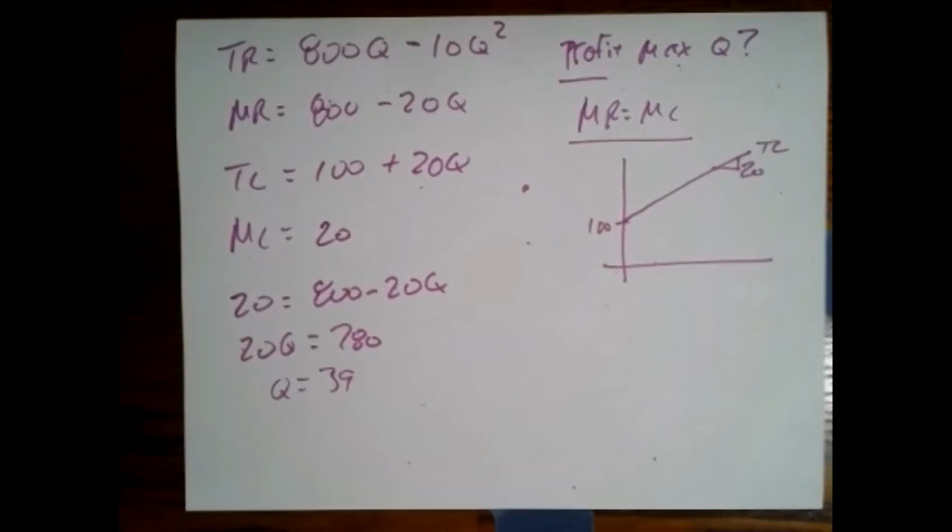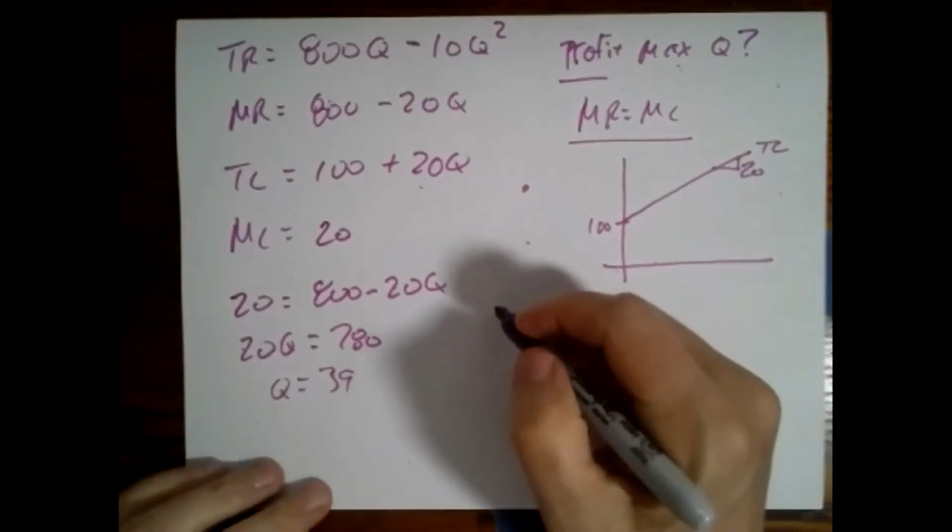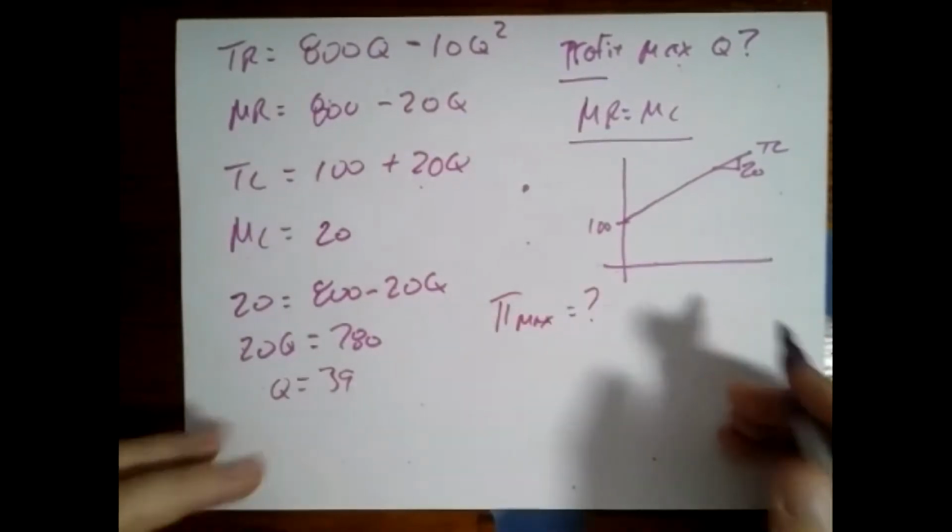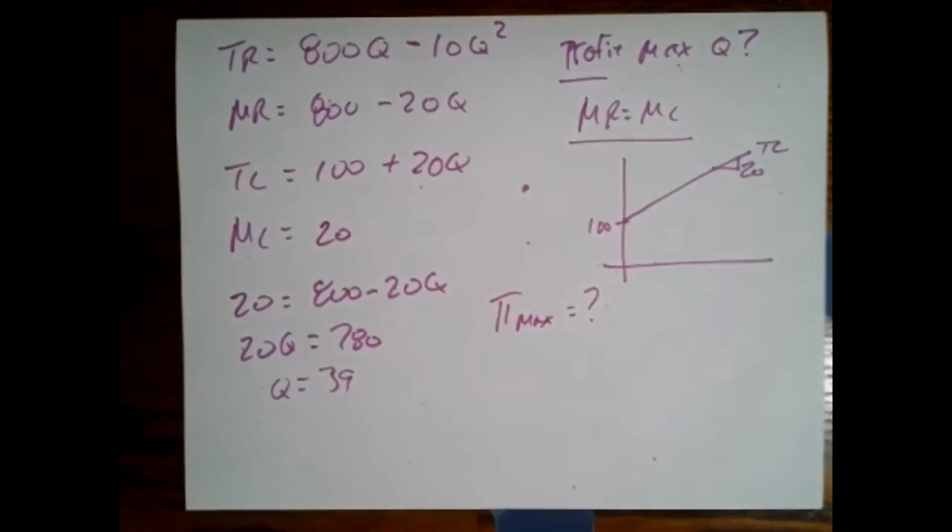Okay, so now we have Q is equal to 39. So what is the maximum profit? Go ahead and solve for what the profit actually is.